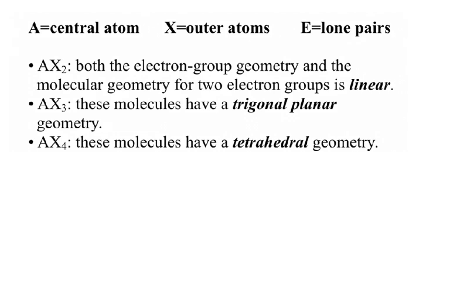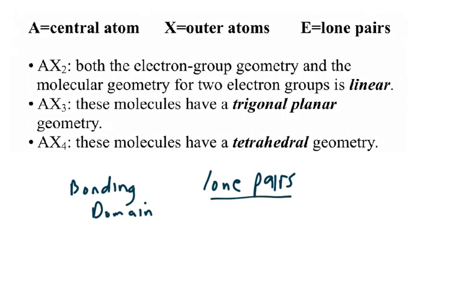You see, the electron geometry has to do with the total number of domains surrounding a central atom. When I say domains, a domain can be one of two things. An atom can be connected to another atom, which we would call a bonding domain, or instead of being connected to an actual atom, there could be an unshared pair of electrons, which we call lone pairs, and that would be another type of domain that you might encounter.